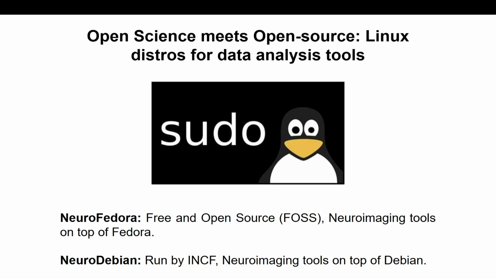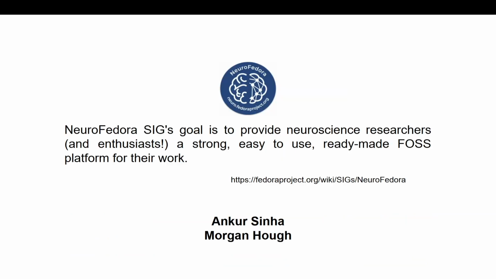A similar thing could be done for active inference, and especially in Fedora, you have these different flavors of Fedora, like for artists or for musicians, where you can package tools for those professions, and they can just use it out of the box. So focusing on the NeuroFedora project, this is a special interest group whose goal is to provide neuroscience researchers and enthusiasts with a strong, easy-to-use, ready-made, free and open-source software platform for their work. And Ankur Sinha has taken the lead on NeuroFedora. Morgan Huff, who's part of the Orthogonal Lab, has also worked on this as well.